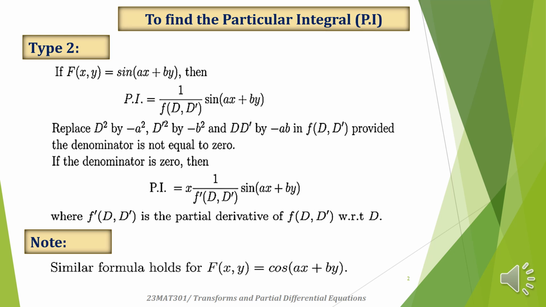If in any case after substituting these values the denominator becomes 0, the same thing you will do: x into sine ax plus by divided by the derivative of the given equation with respect to d. The same thing you will also do here. So the note goes like, it is the same for cos and sine.